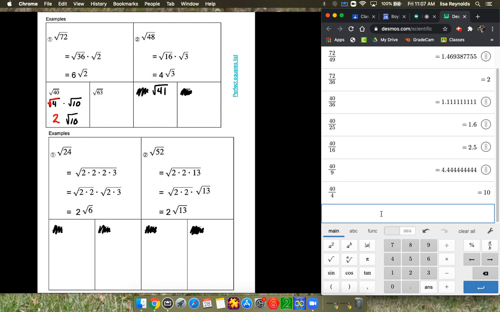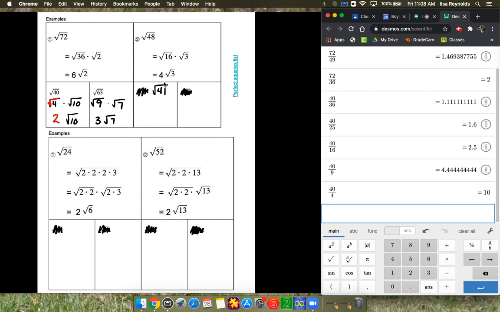So my next one is 63. And it turns out that the perfect square that goes into 63 is 9, and it goes into it 7 times. The square root of 9 is 3, and we keep the 7.